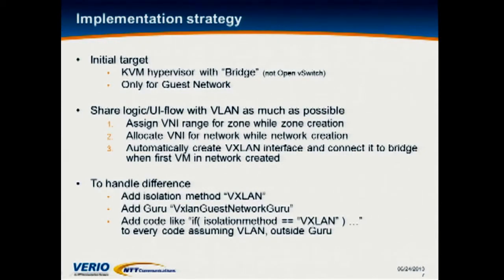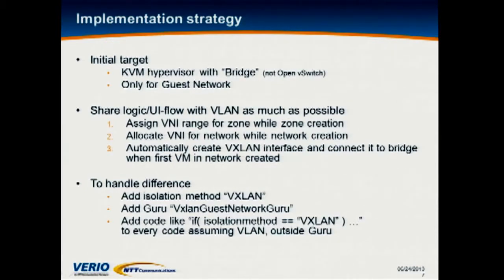It works in a similar manner to VLAN. So we are initially targeting KVM hypervisor and the Linux native bridge for the implementation target. Currently, OpenVSwitch also supports VXLAN frames, but OpenVSwitch does not support such a multicast function, so we have to set up a flow table on OpenVSwitch for the current release. So we are using the Linux native VXLAN driver, so we can use the multicast function, and it automatically runs the setup. And we are only targeting the guest network for this VXLAN integration.